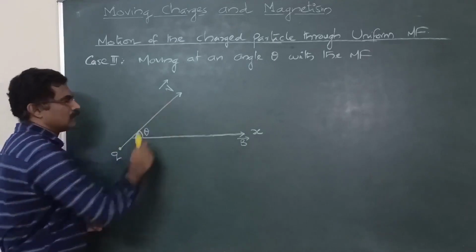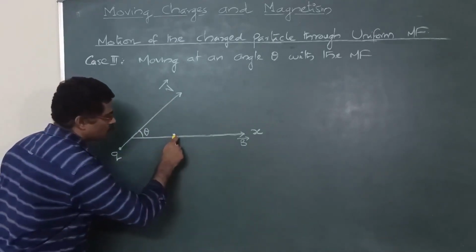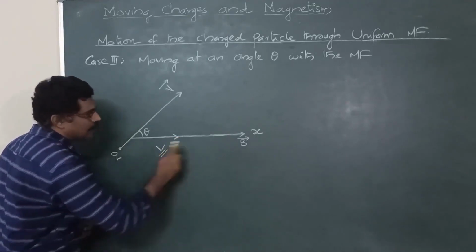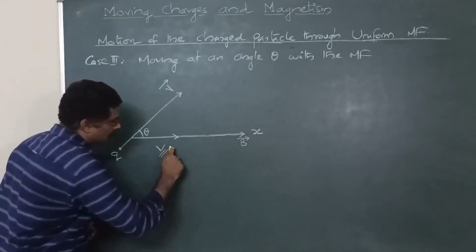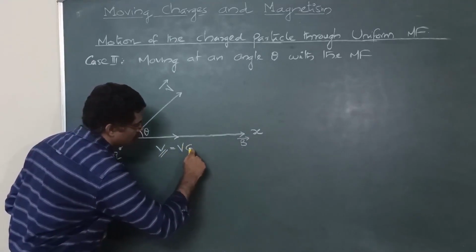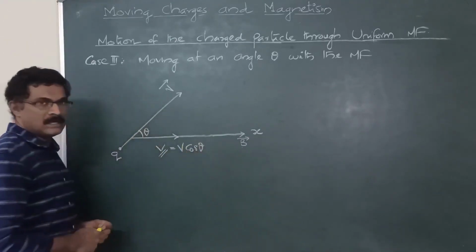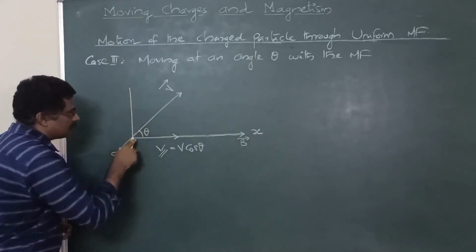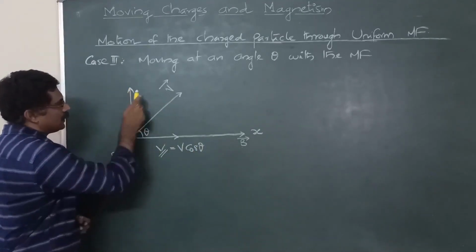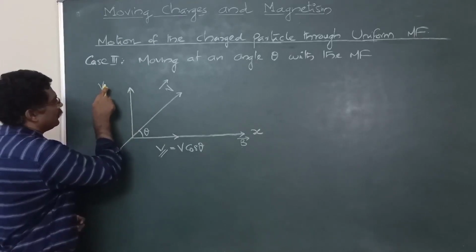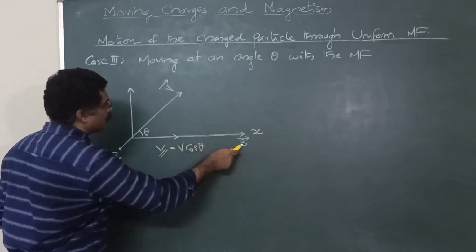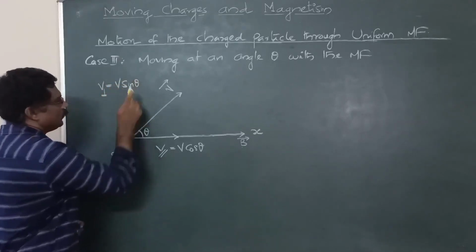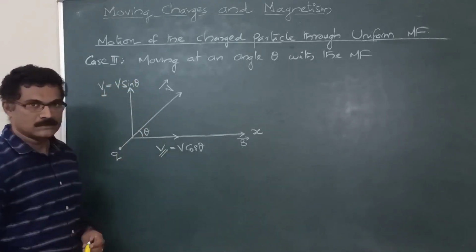We know that velocity is a vector quantity, so we can resolve it into two components. One is the velocity component parallel to the magnetic field, given by v cos theta. The second component is along this direction, the perpendicular component, V perpendicular, which is perpendicular to the magnetic field. That is equal to v sin theta. So we have two components of velocity.